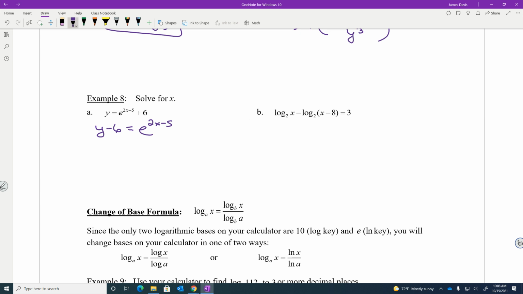Anytime you see an x in an exponent with the e, you're going to be doing a natural log. So now we'll natural log both sides. And so we get the natural log of y minus 6 equals 2x minus 5. And then getting x by itself, we would add the 5 and then divide by 2. Just that one step. Natural log of y minus 6 plus 5. That works.